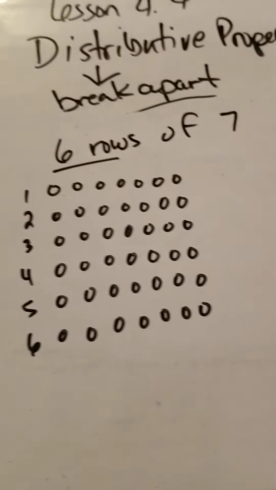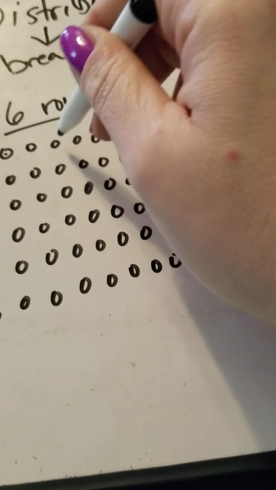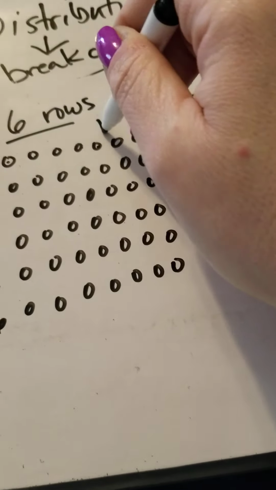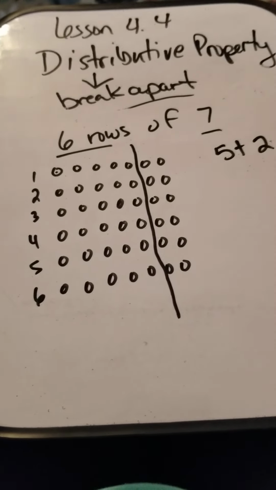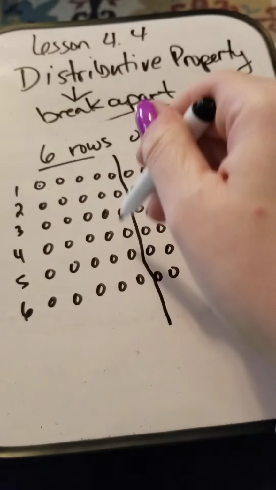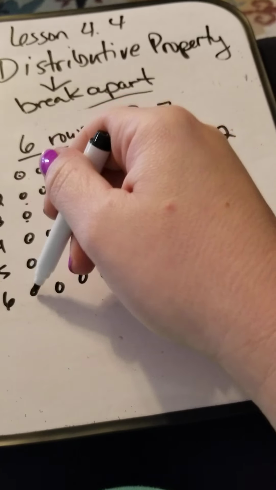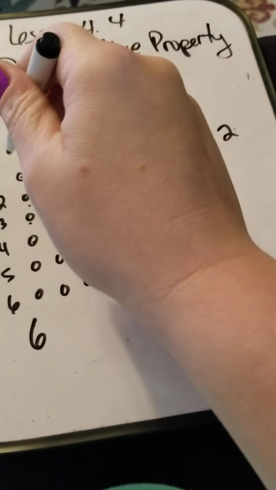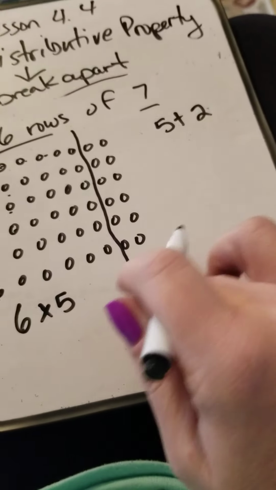Okay? Now, think about that 7. I want to break it down to 5 plus 2. So I'm going to count over 5. 1, 2, 3, 4, 5. And I'm going to draw a line straight down that. And I'm going to write a multiplication fact for this side first. Well, there's 1, 2, 3, 4, 5, 6 times 1, 2, 3, 4, 5. And I've got that drawn.